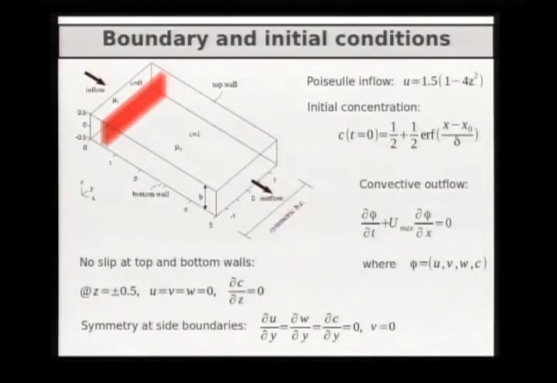We impose no-slip boundary conditions on top and bottom walls, symmetry conditions on the side boundaries. Again, we impose a Poiseuille inflow condition, and the concentration field satisfies an error function, and we impose a convective outflow for the 3 components of velocity and the concentration field.